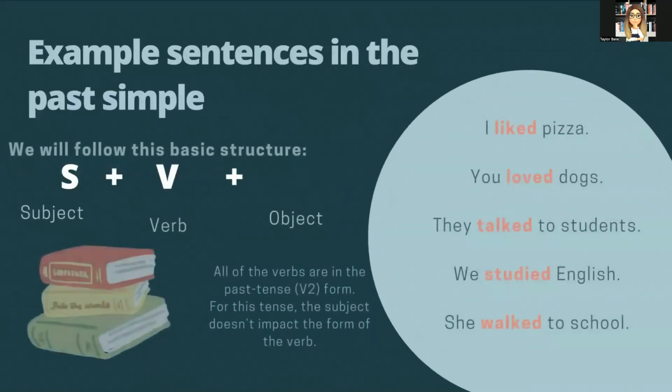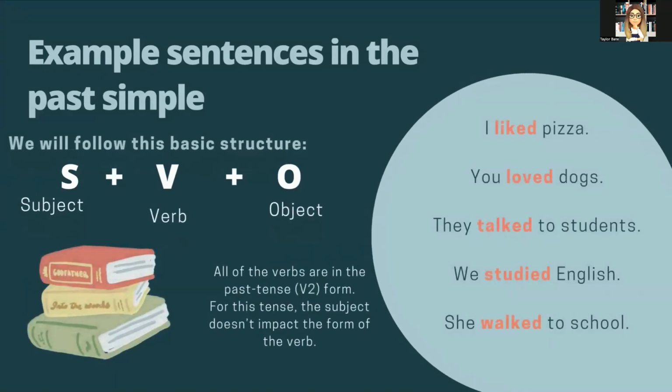So, example sentences in the past simple. We will follow this basic structure, SVO, subject, verb, object, just like we said before. Now, all of the verbs here are past tense, in V2 form, and they're all regular verbs, so they're all going to follow the same rule. So instead of saying, I like pizza, now we're making it past, we're going to add a D, only a D, because it already ends in E.